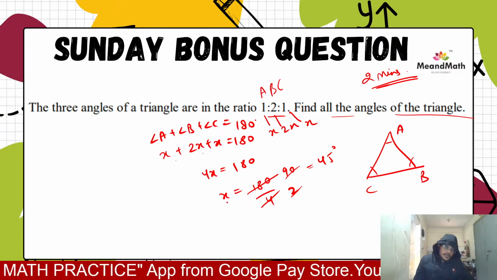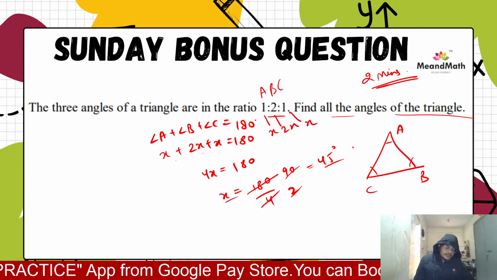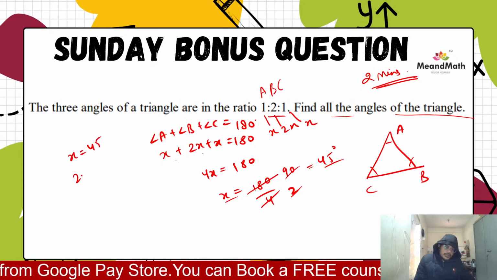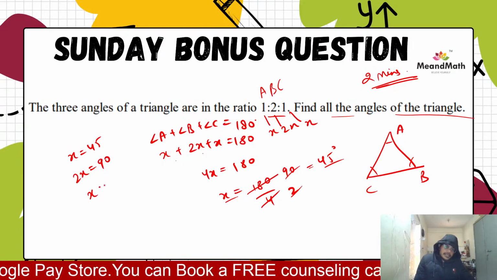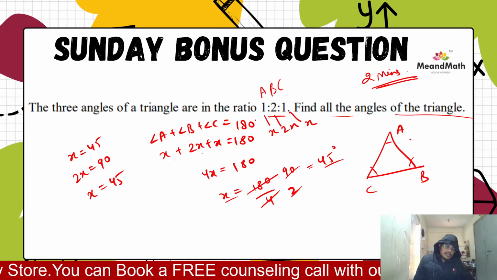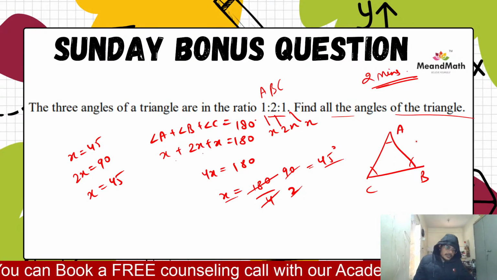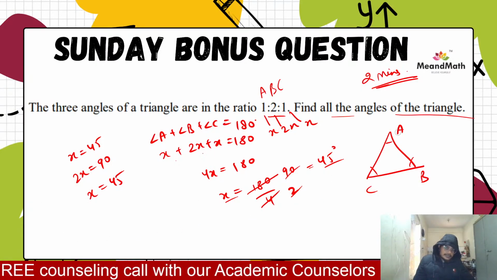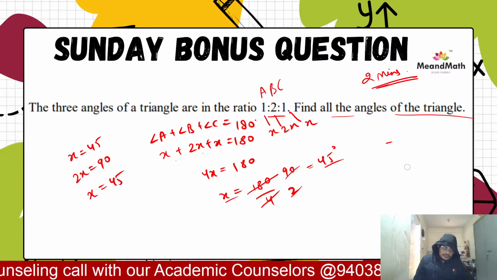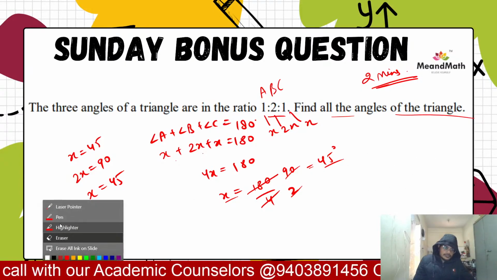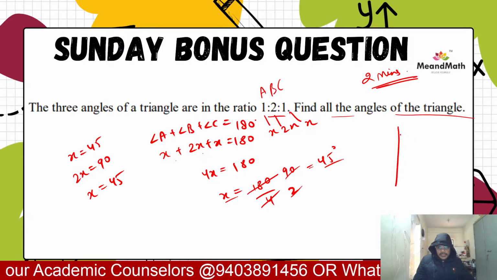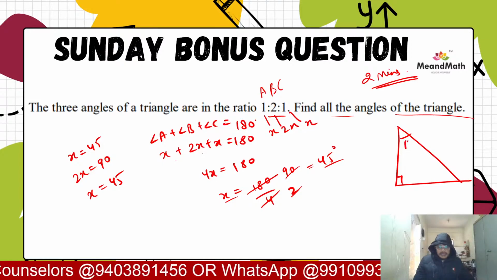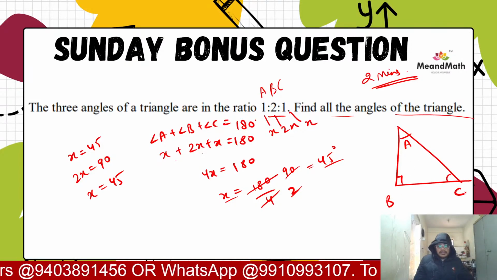Right? So if the x value is 45, then what should be the value of B? If x is 45, 2x should be 90, and again x is 45. That means this figure is not up to scale, but when you draw it, you have to make a right angle triangle, something like this. This is 90, this is angle A, this is angle B, this is angle C, right?